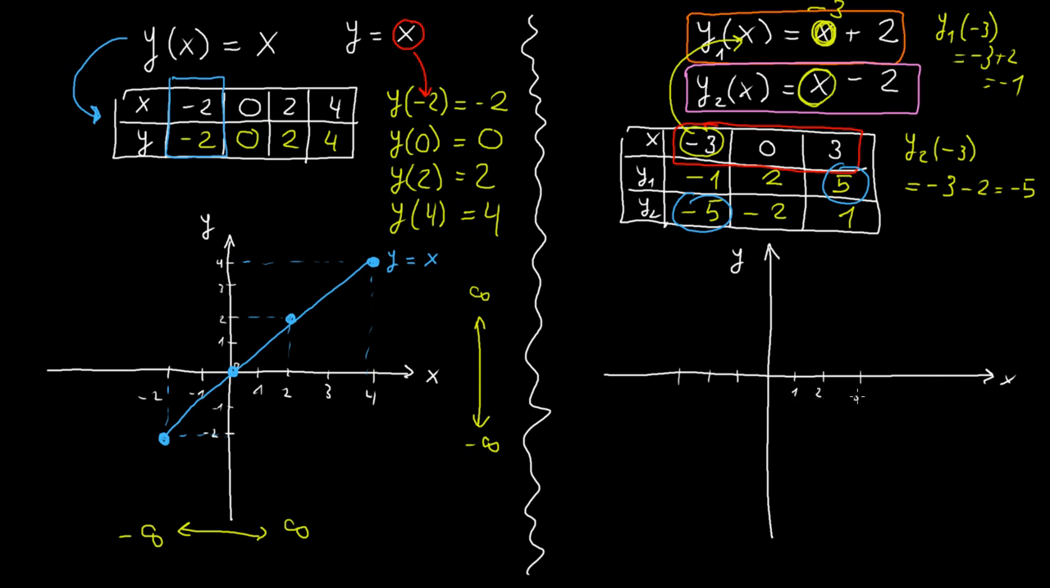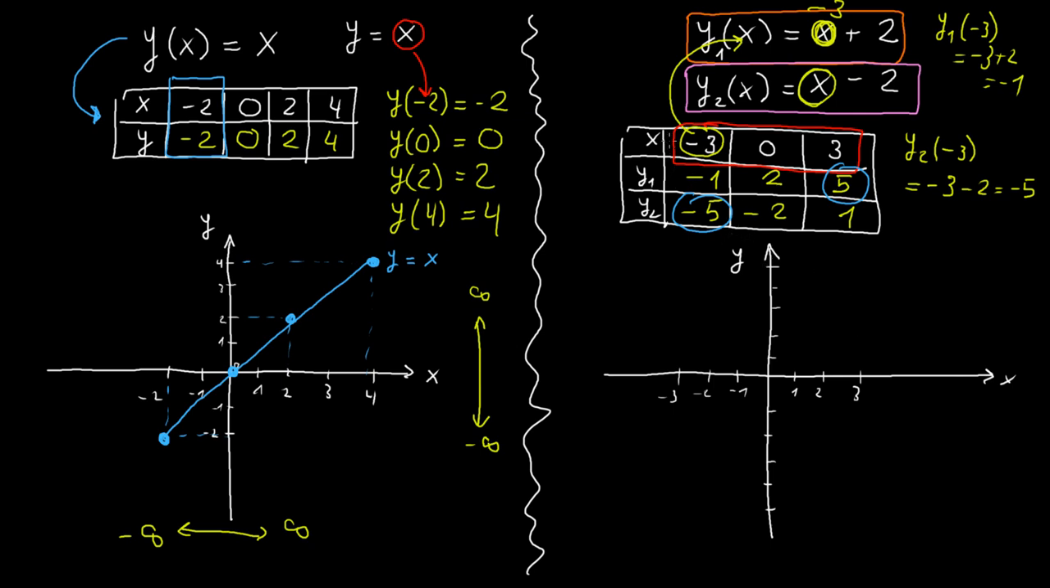So let me add the numbers. -1, -2, -3. And now we need the numbers 1, 2, 3, 4, 5, and 1, 2, 3, 4, 5. I won't add the y-axis numbers. I think you can imagine it. So let's add the orange function first.